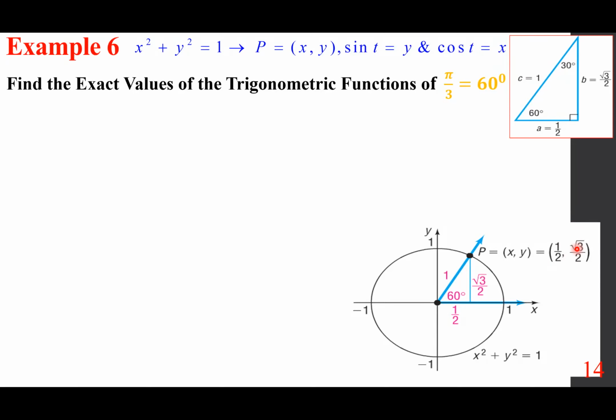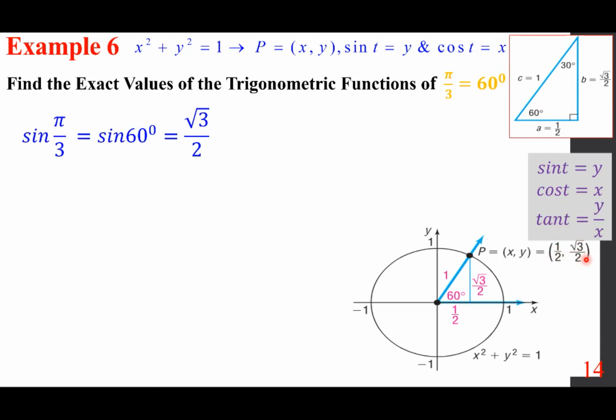Remember, x represents cosine, y represents sine, and as long as we have those, then we divide y by x to get tangent, and the rest of them are the reciprocals. So sine is the y coordinate, so it's square root of 3 over 2. Cosine is the x coordinate, 1/2. Tangent is the ratio of this to this, square root of 3 over 2 over 1/2, and that becomes simply square root of 3. So here's the sine.